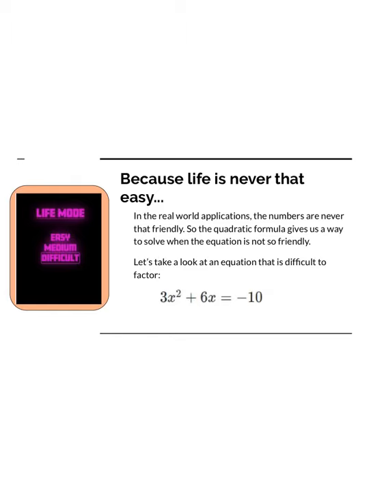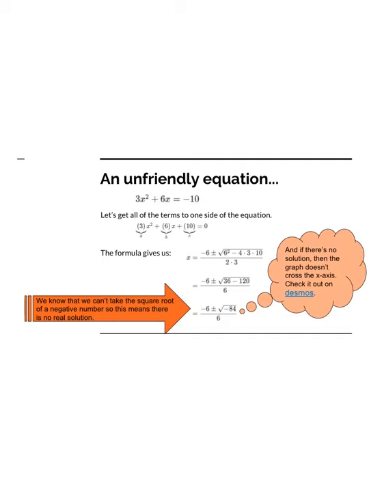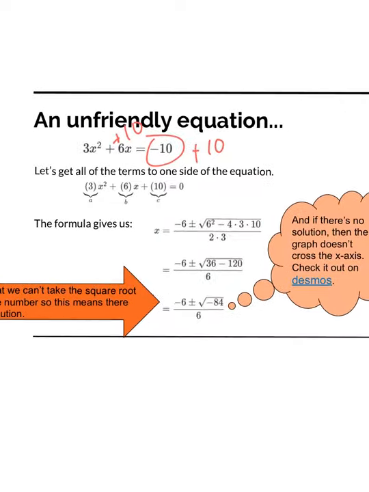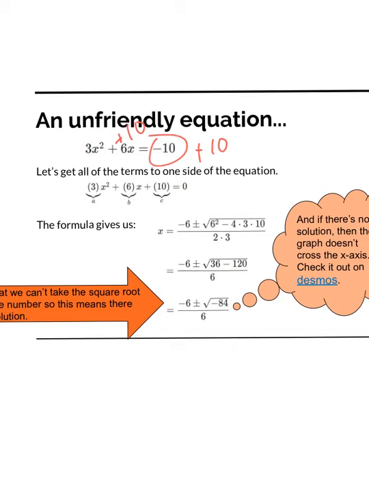So let's take a look at an equation that's difficult to factor. Here we go. Now, notice on this equation, it equals negative 10, so we have to add 10 to both sides. And that's going to get that one side equal to 0. So you can see then A now is 3, B is 6, and C is 10.